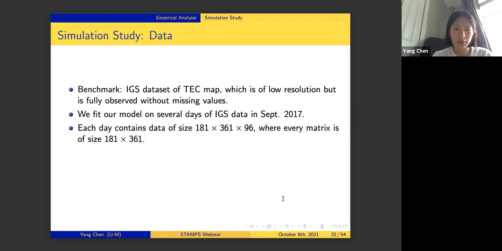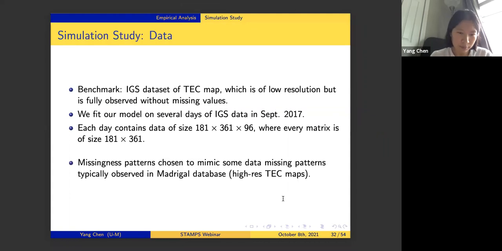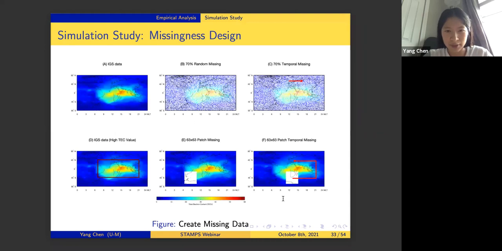So each day of the data is of size 181 by 361 by 96. And the missingness patterns that we observe are as follows. Here is the IGS dataset. We have first random missingness. So just across the globe, we create 70%, for example, missing entries. That leaves us with this kind of observed pattern. And everyone should know this is a simple case because it's spatially uniformly distributed, simple random missing.